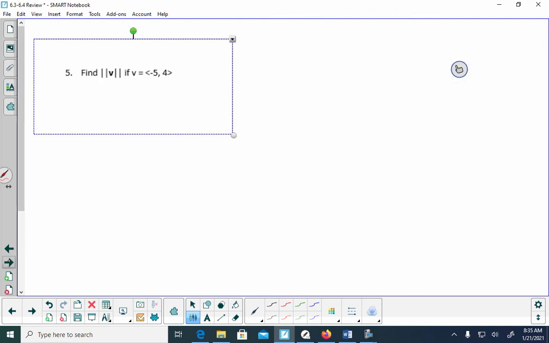Not a decimal though. Number 5, find the magnitude of v if v is equal to negative 5, 4. This is an easy one because it's already in component form. I just have to take negative 5 squared plus 4 squared, and when I do that, I get the square root of 41. 41 is a prime number, so I cannot factor it, so I'm just going to leave it as the square root of 41.